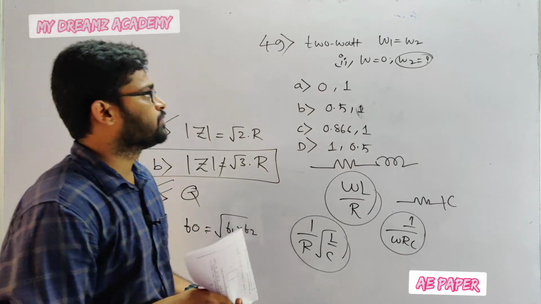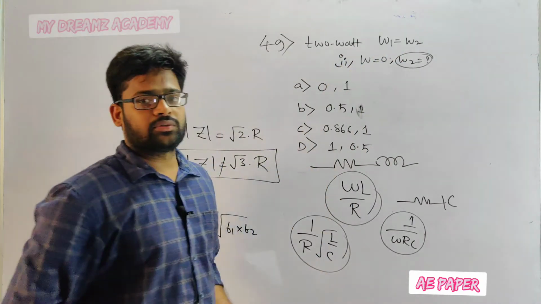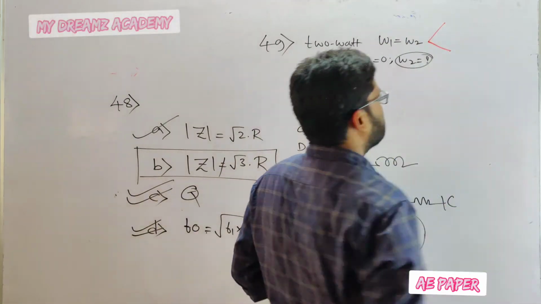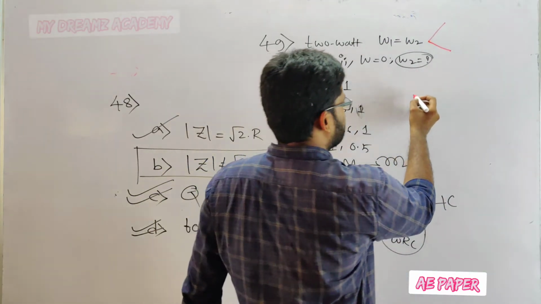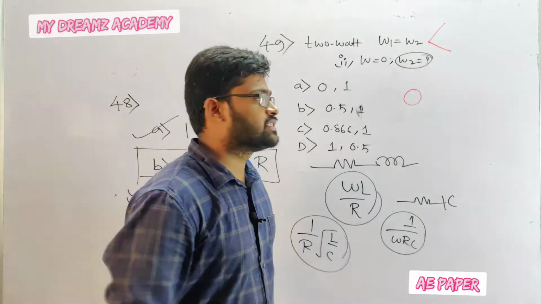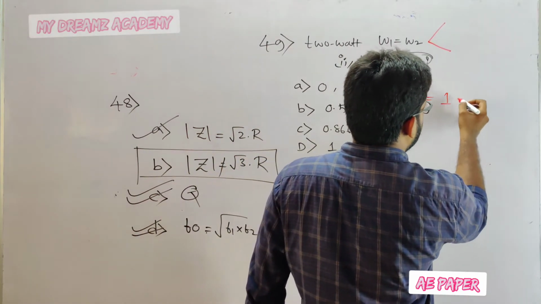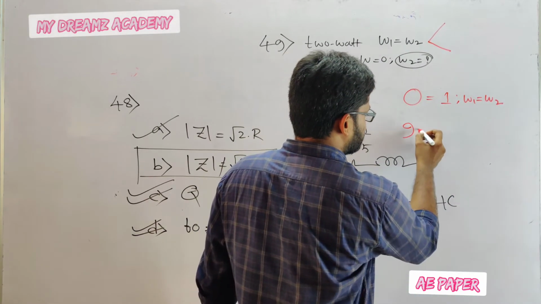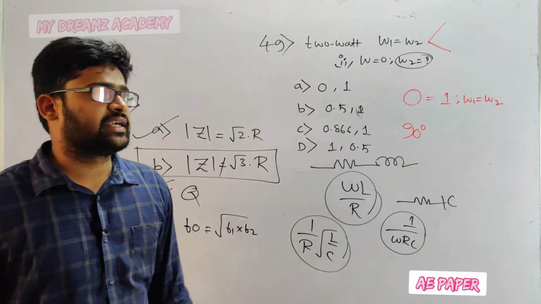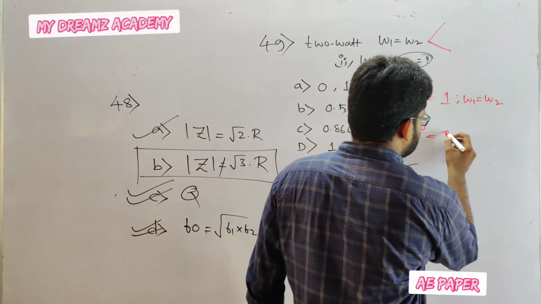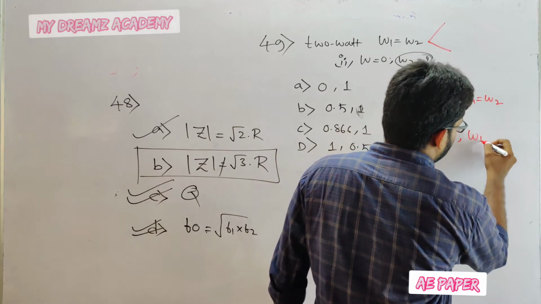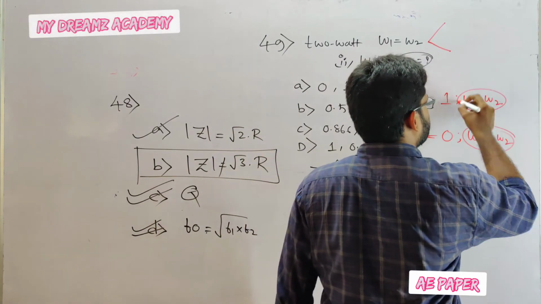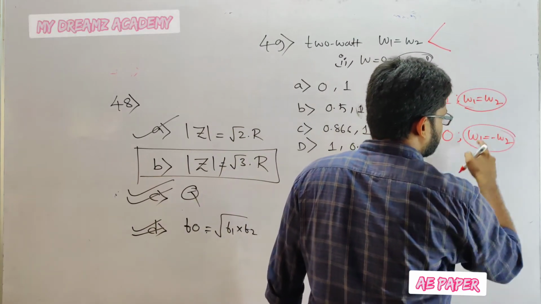Which option is correct? W1 is equal to W2 will happen 2 times. If the angle is equal to 0, the power factor is unity. At this condition, W1 is equal to W2. Similarly, if the angle between voltage and current is 90 degrees, the power factor is 0, and W1 is equal to minus W2. Here also the magnitude is the same, but the sign is opposite.